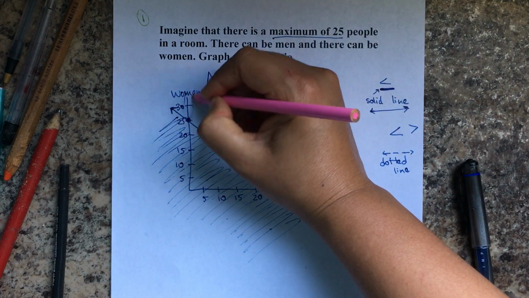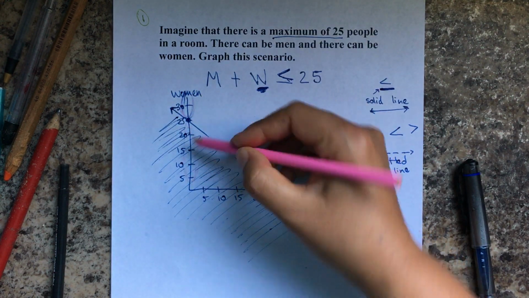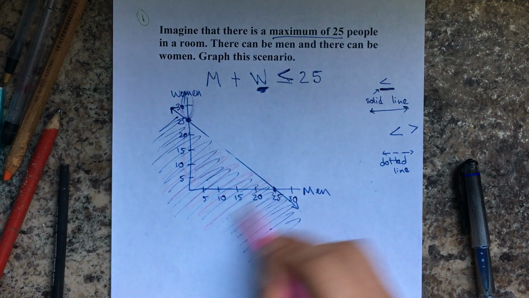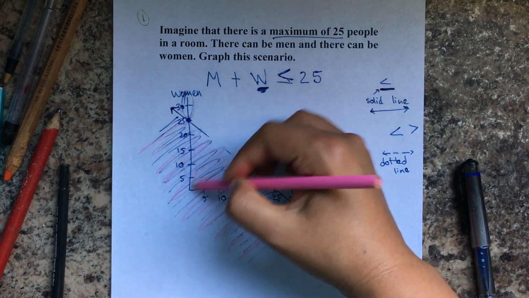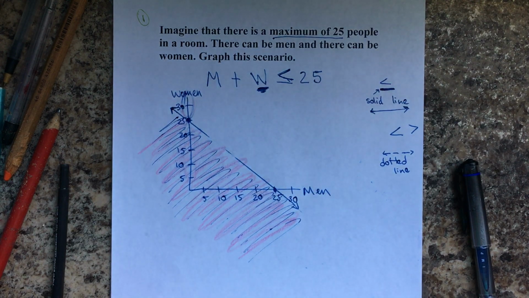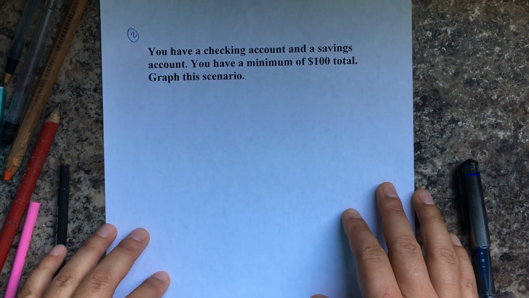This is greater than my line. This is less than my line. So that's where my shade is going to go. Okay? Just following that section helped me guide myself. Okay, let's do another one. And hopefully if you were not sure about that shade, maybe this is going to help.